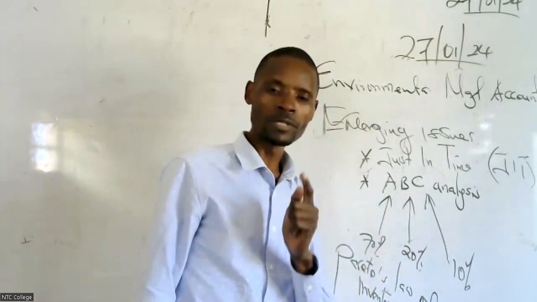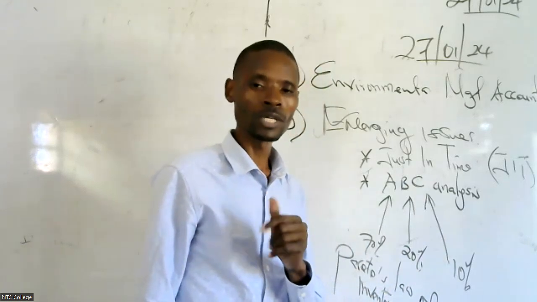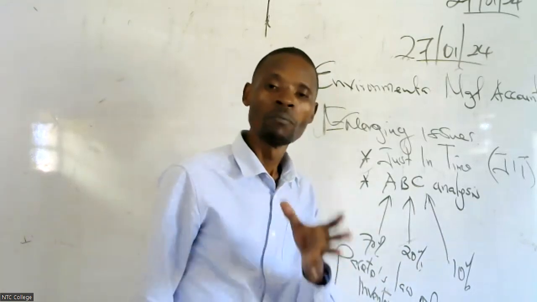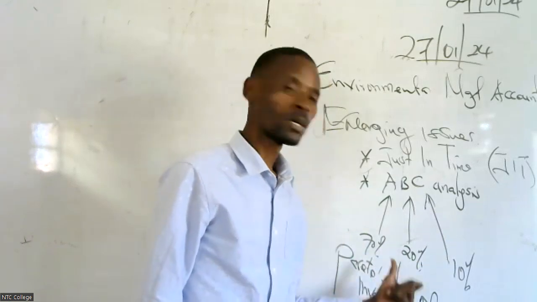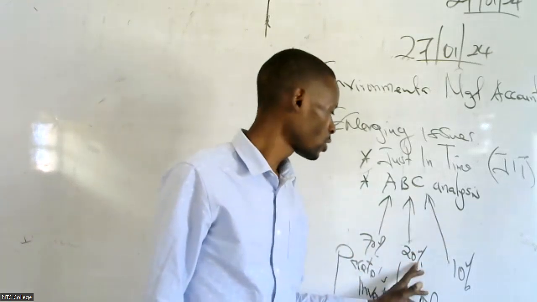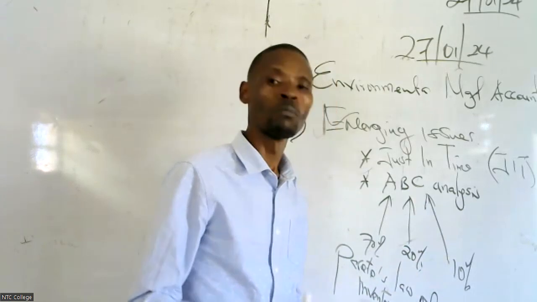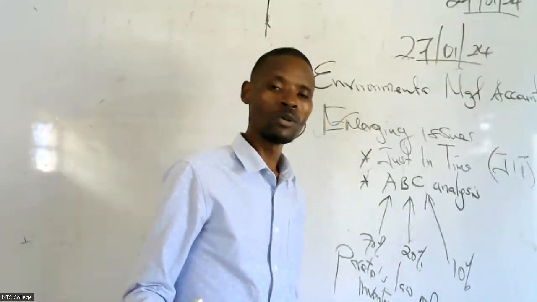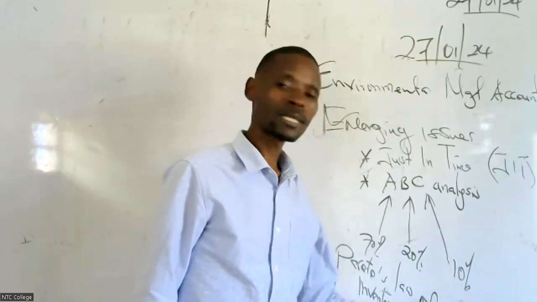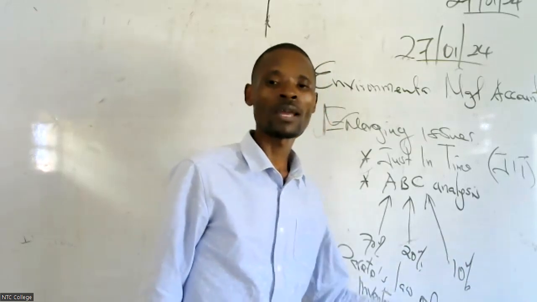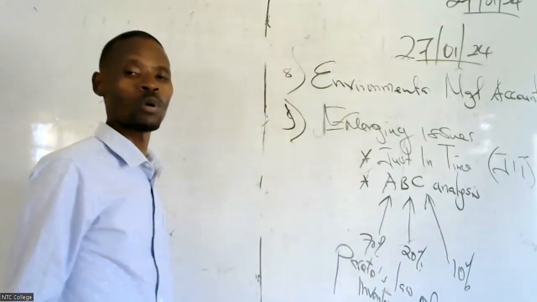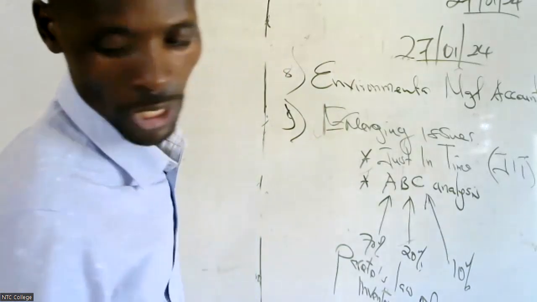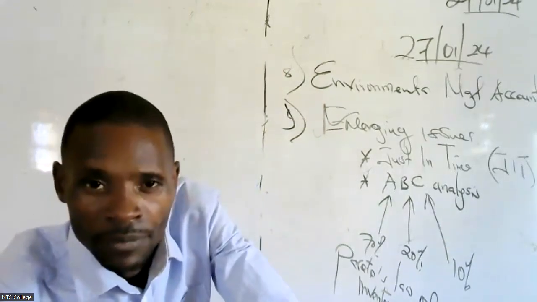Class A: very expensive, sophisticated items in the shop or wherever you are trading. So high security must be attached to class A items. Class B, about 20%, is of moderate or middle value. You also give it middle security. Class C gets less security because of its lower value. So that is Pareto's law of inventory management. Those are some of the emerging issues that you may encounter.